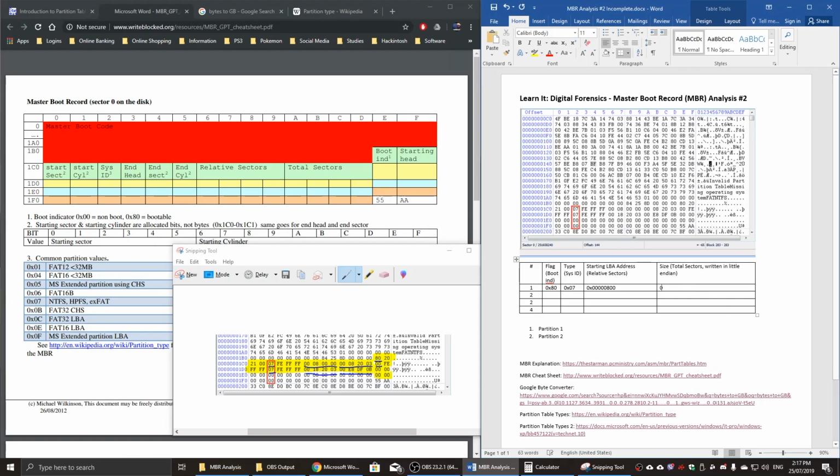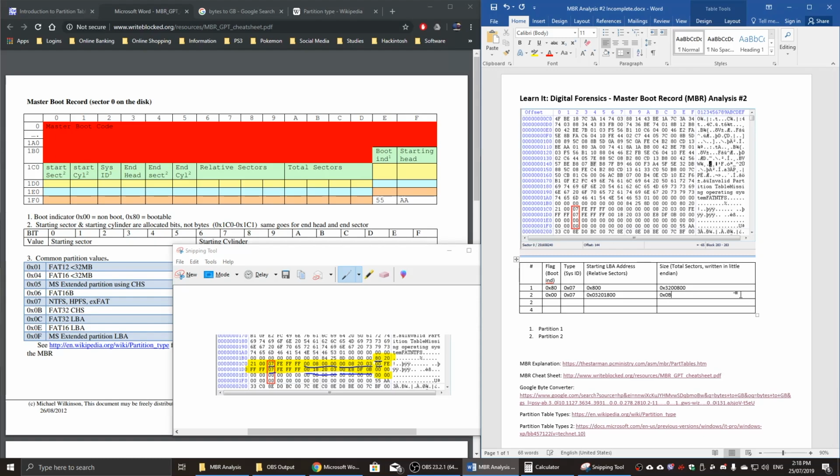So for the size, it's 0x03200800. And because it's hex, we can remove the zeros just before the actual digit, because these don't change the value of the digit. And moving on to the next partition, the boot indicator is 00. The type ID is 07 again. The relative sectors this time is 0x03201800. The size of the second partition is 0x03200800.